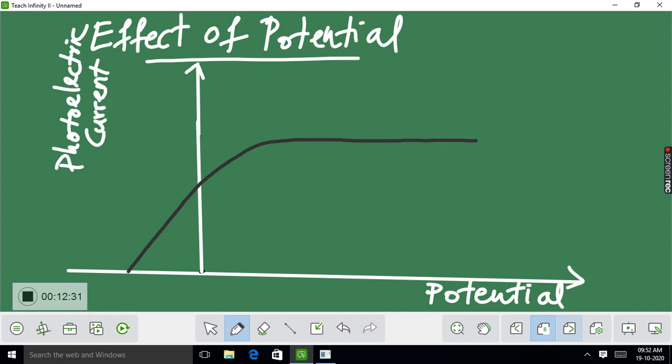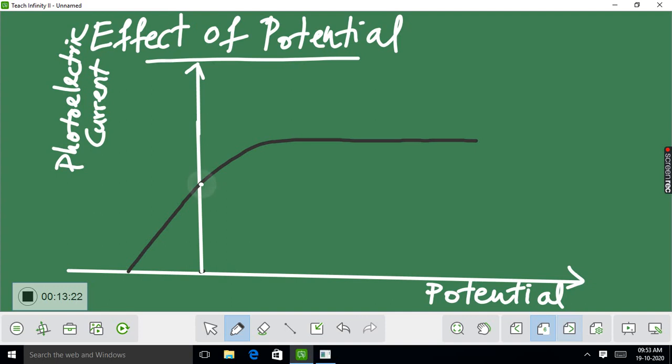Effect of potential between emitter and collector. When we study the effect of potential, we maintain the frequency of radiation and intensity of radiation as constant. If the frequency and intensity of radiation are kept fixed, we change the potential between emitter and collector, and we measure the photoelectric current for different potential values, and a graph is plotted by taking photoelectric current on y-axis and the potential along x-axis.